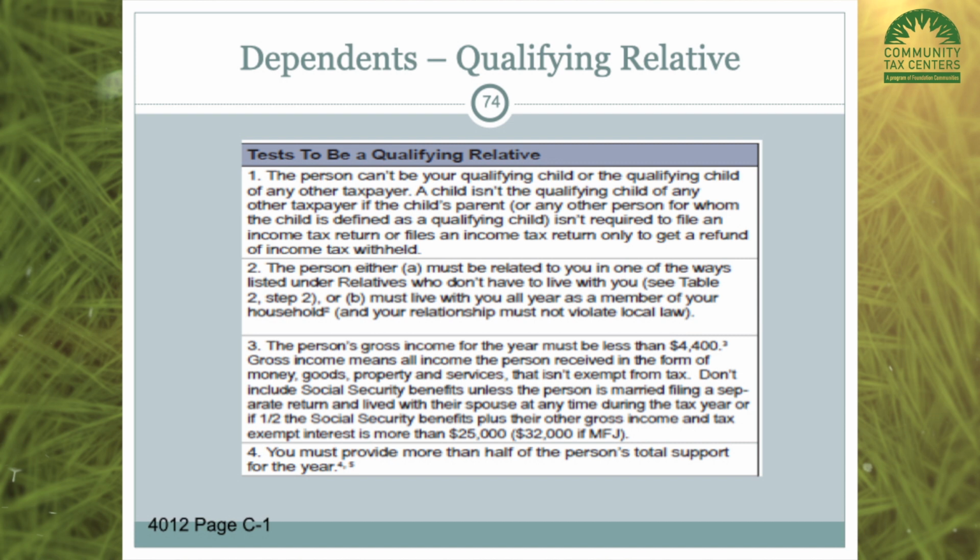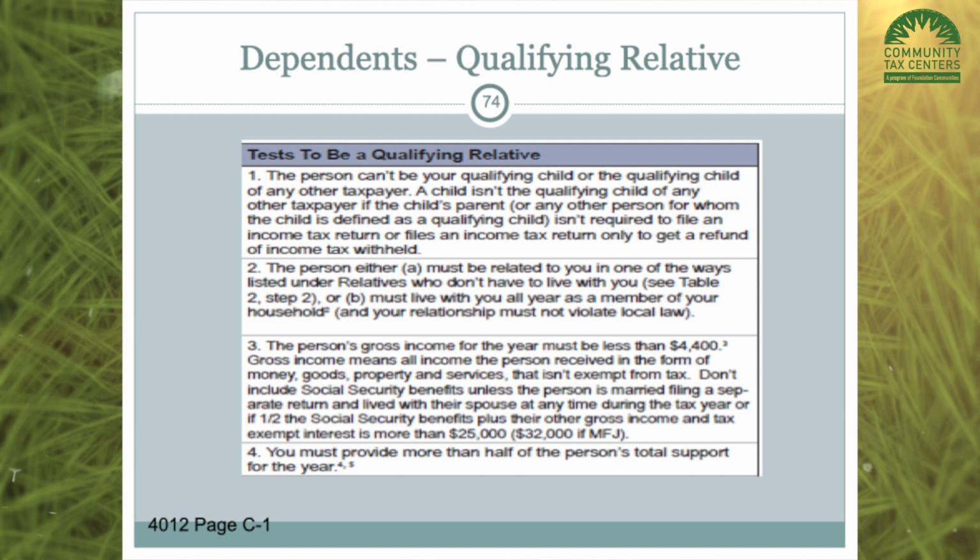And then for the qualifying relative number 4, you must provide more than half of the person's total support for the year. So you can see this is totally different from the qualifying child. The qualifying child cannot provide more than half of their own support. This one is you, the taxpayer, who must provide more than half of that person's total support for the year. So if my mom was still staying in her home and I was assisting her in maintaining the home, I need to provide more than half the cost of helping her maintain that home in order to put her down as a qualifying relative.